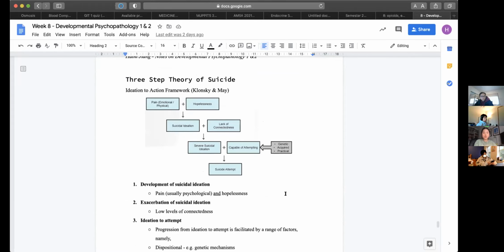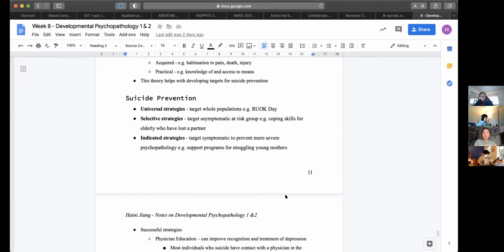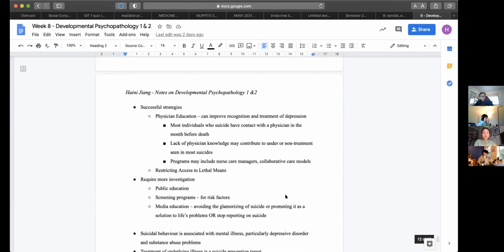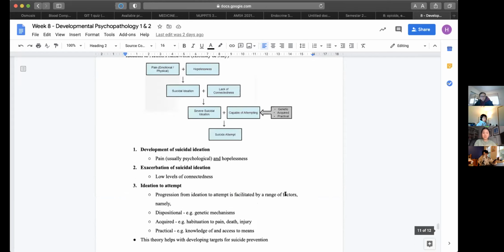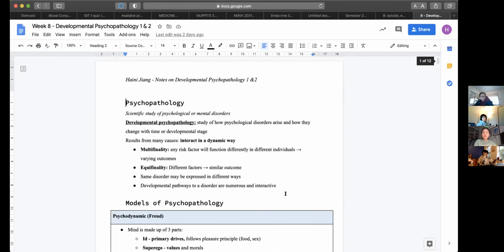And then they talk about the 3-step theory of suicide, and suicide prevention. But once again, not really examinable on the exam altogether as a whole. But here are all the notes. Feel free to go through them in your own time. Please don't stress about all the really nitty-gritty little details, because it's not worth your time memorizing the really specific ones.